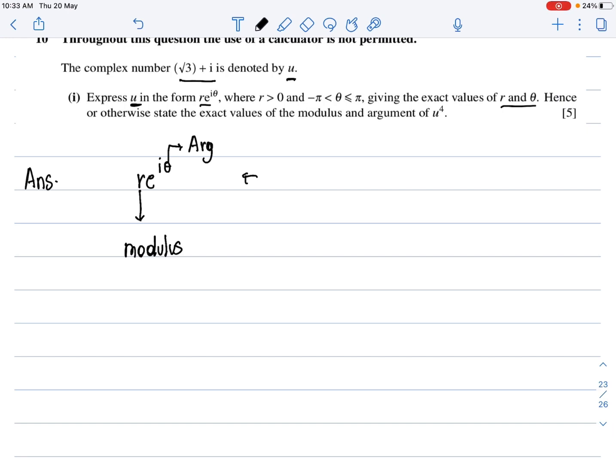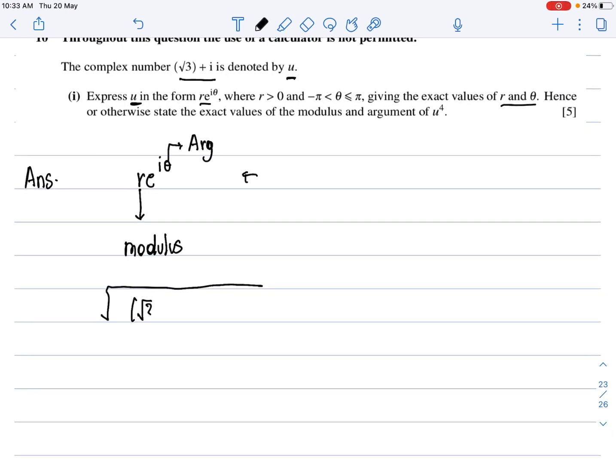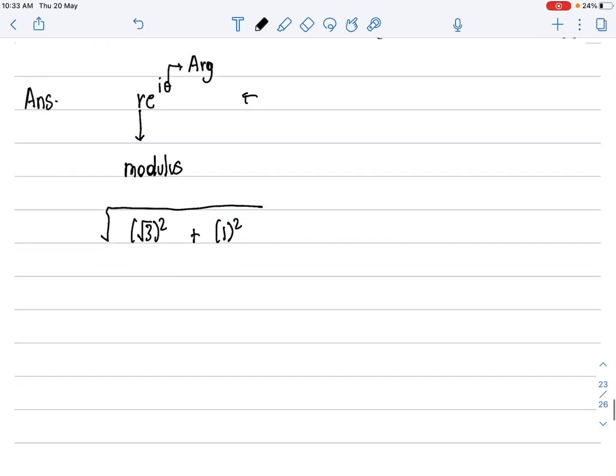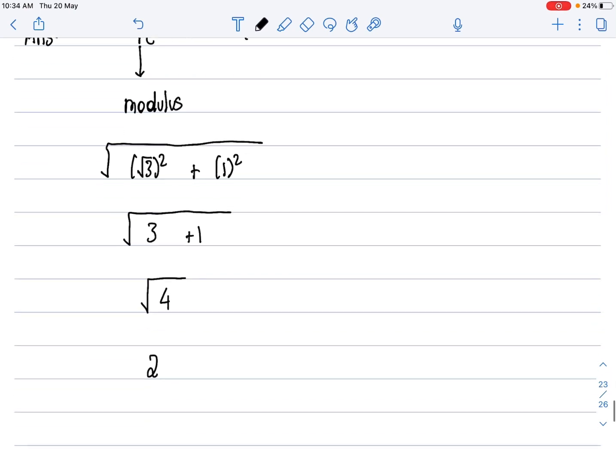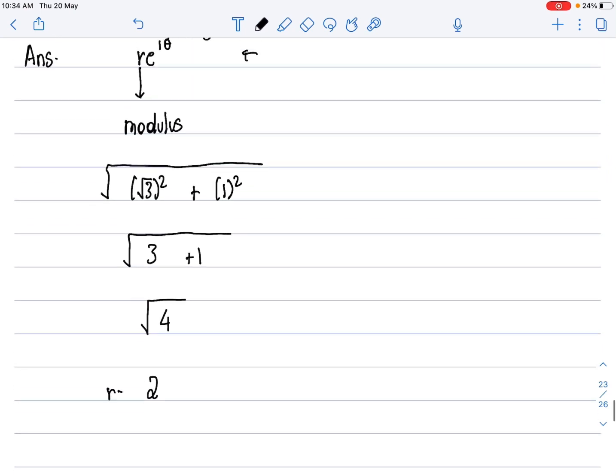My modulus is basically given by the square root of the real part square plus the imaginary part square. So the real part is root 3 and the imaginary part is 1. So this is basically the root of 3 plus 1, which is the root of 4, which is 2. So this is the modulus. This I know is r.